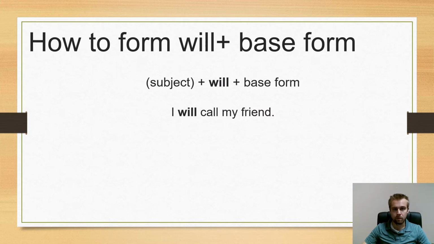This is how you make a sentence with will plus base form. Start with the subject, add will, and add the base form of the verb. For example, I will call my friend.